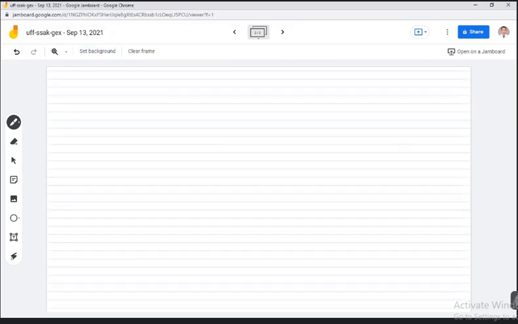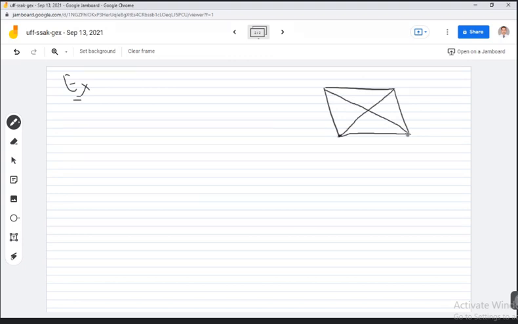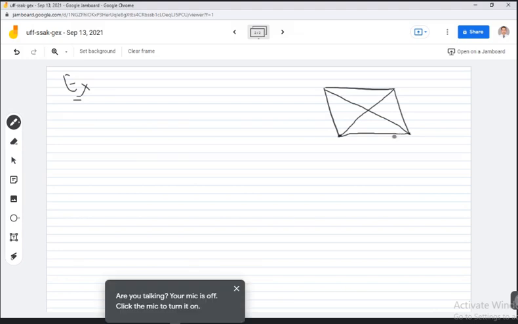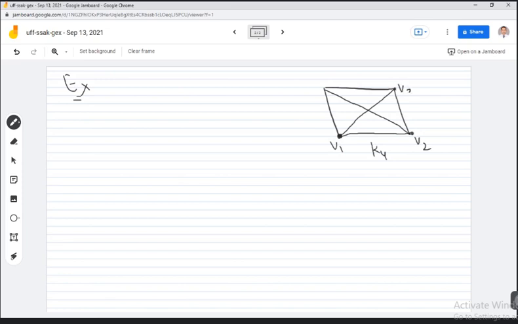Suppose I have a graph here. I'm taking a simple graph, this one. This is V1, this is V2, this is V3, and this is V4. These are E1, E2, E3, E4, E5, and E6. Okay, I'm saying that a walk is an alternating sequence of vertices and edges, so this is a vertex and this is an edge, beginning and ending with a vertex. So we can start from, say, this one.